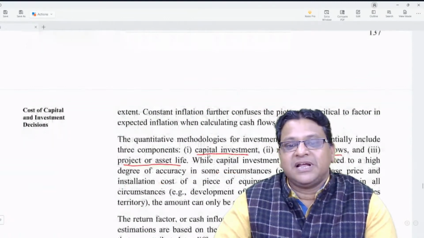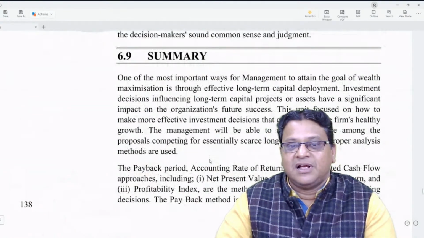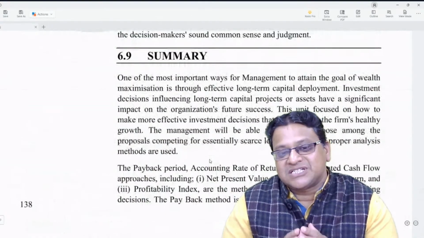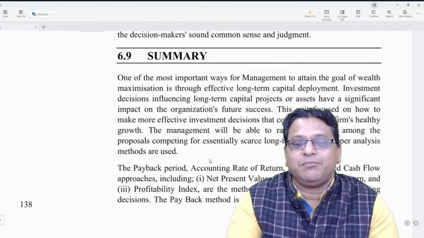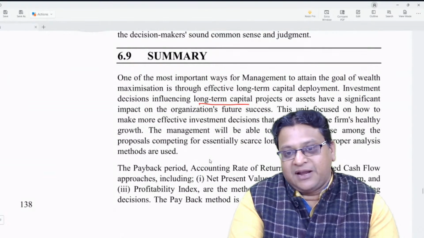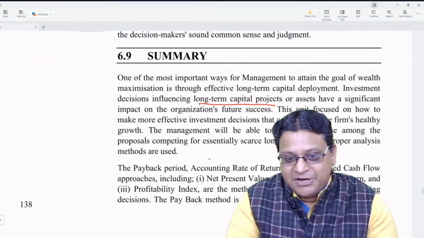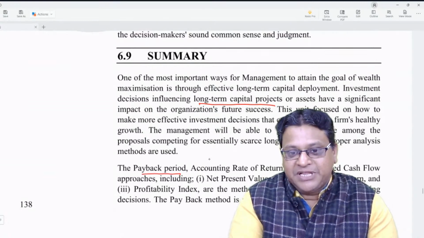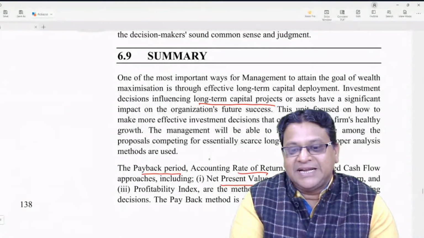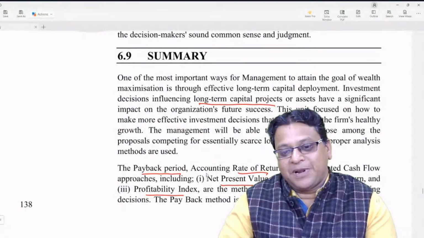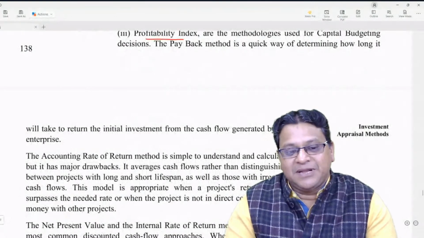So we have discussed capital budgeting decisions. Capital budgeting decisions are long-term investment decisions. These are the decisions in long-term capital projects. So there are 5 important methods of capital budgeting decisions: payback period method, accounting rate of return method, NPV method, IRR method, and profitability index method. We have to choose one of the important methods to find out acceptability of the project.